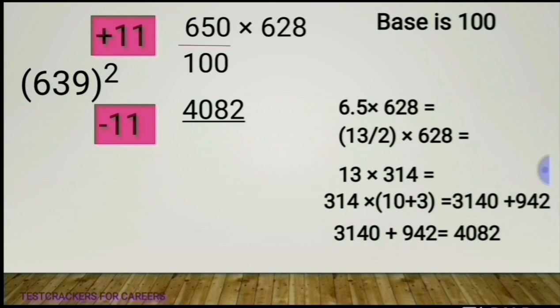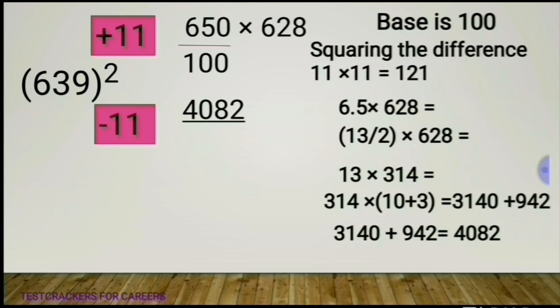For the second part, we have to square the difference, which is 11. Square of 11 is 121. Since the base is 100, we can write only 2 digits in the second part. We carry over 1 to the first part. We add 2 with 1. We get 408321. The square of 639 is 408321.